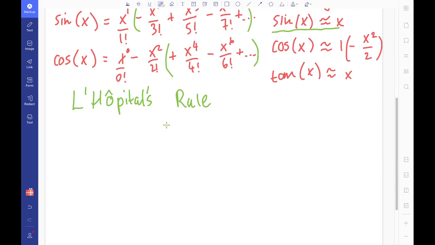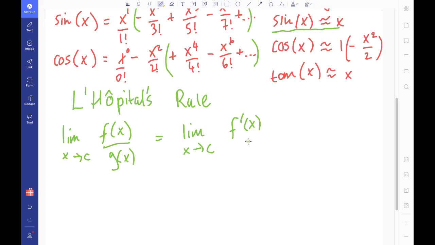And one of the ways you can do it is L'Hôpital's Rule says really that if the limit as x approaches some value, let's call it c, of f of x over g of x, well, that will also be the limit as x approaches c of the derivative of f over the derivative of g.